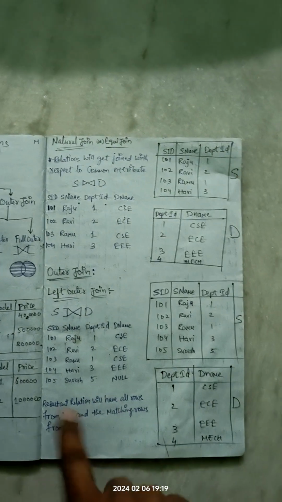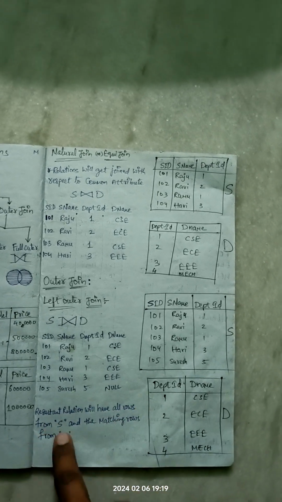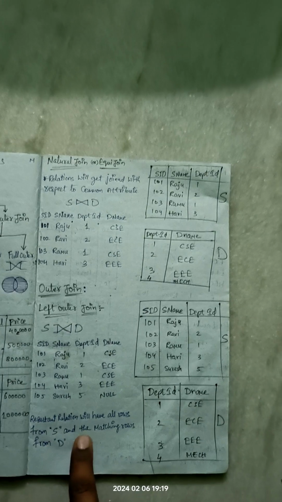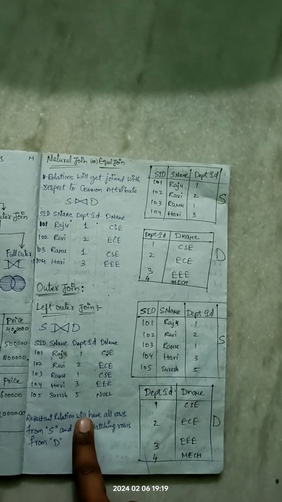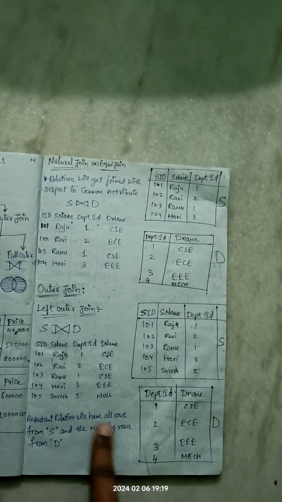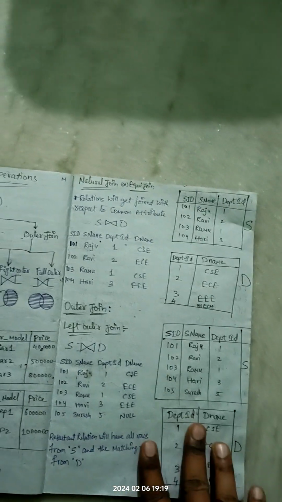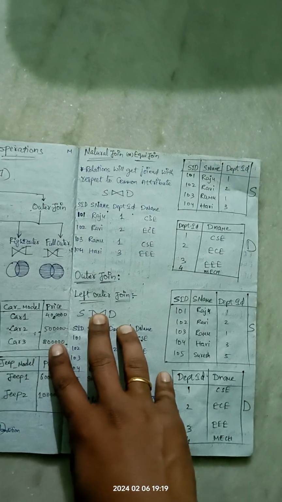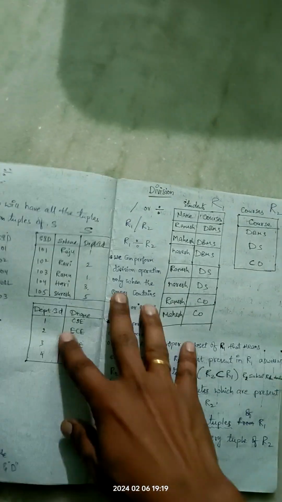This is the explanation we have to write: the resultant relation will have all rows from the relation S and the matching rows from relation D. Now left outer join is completed. Right outer and full outer join, we'll look into now.